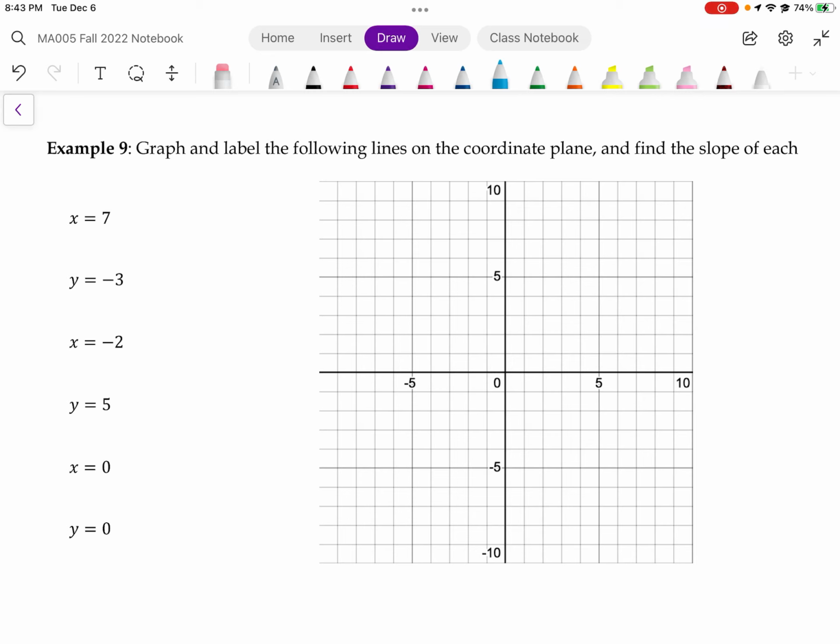So the first one is x equals 7. X equals 7 is a vertical line through x equals 7. So I'm labeling it. It says to label, so you just want to label so we know which is which. And that one has a slope that is undefined. All right, so continue on with the rest of them.